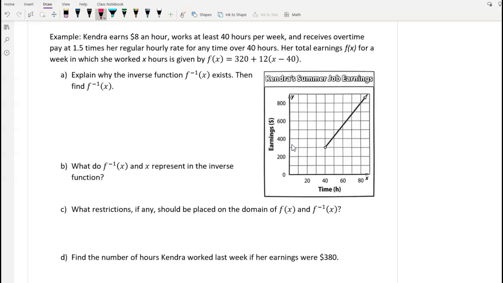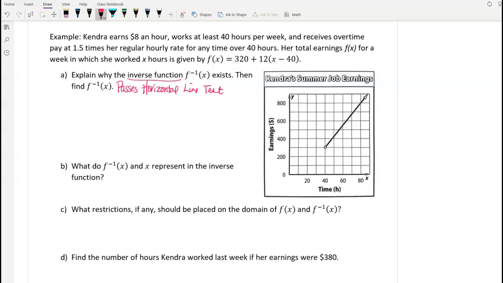Notice, it's not asking if an inverse exists. It's asking if an inverse function exists. So we have to see if it passes the horizontal line test. If I draw a horizontal line anywhere, it will pass. So it passes the horizontal line test. And then it actually wants us to find that inverse.